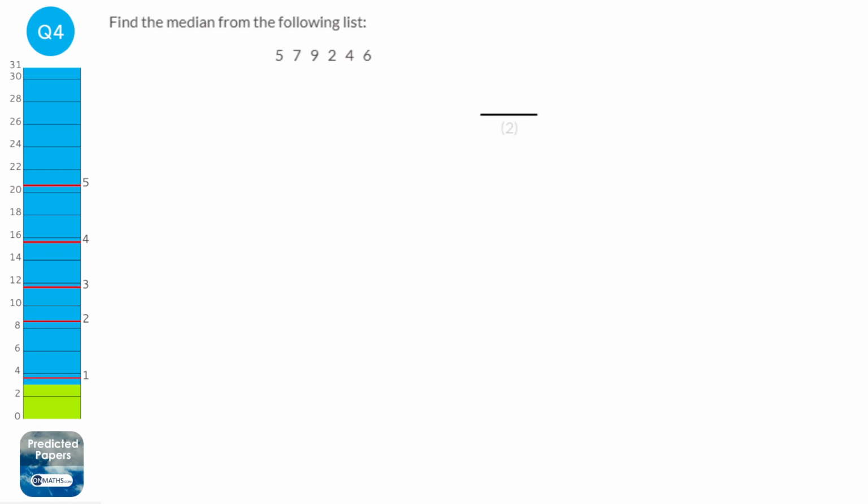Median just means middle, but it's the middle of the ordered list. So the first thing we need to do is put these numbers in order. So we're going to have 2, 4, 5, 6, 7, and 9. And to find the middle, what we do is we cross off the smallest and the largest, and we put our pen away. Then we do the same thing again. Smallest, largest, pen away. Now, you see here that I can't cross out the smallest and largest because that will leave no numbers at all.